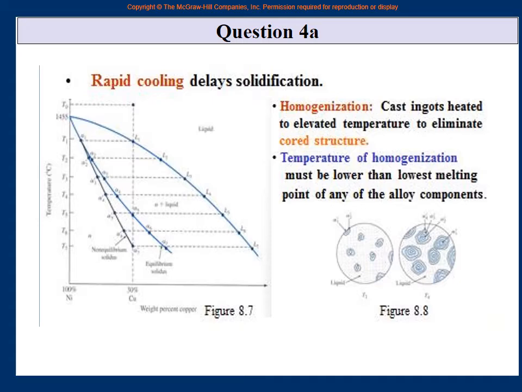So this line is a line of the faster things. So if faster things are there, then cores will be formed, and homogenization is there to eliminate the core structure, and the temperature of homogenization must be a certain value and so on. So this was there only as an explanation of what is non-homogeneous.